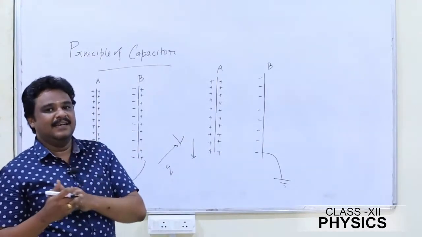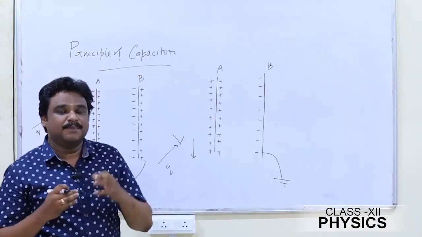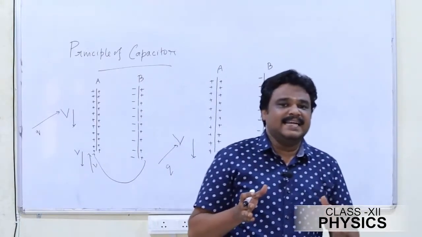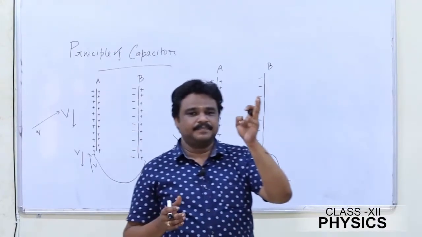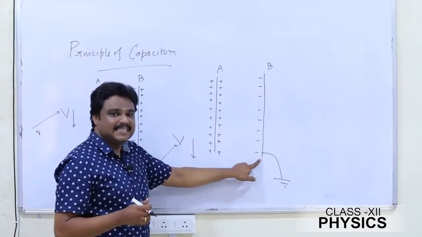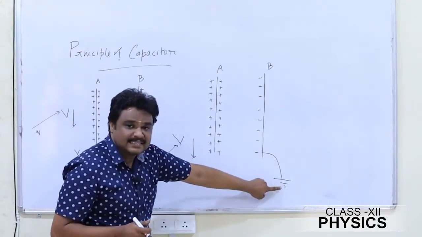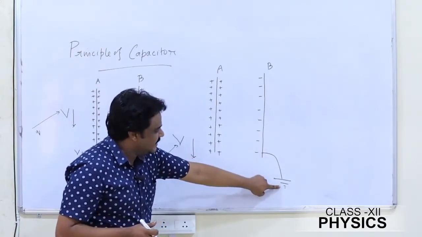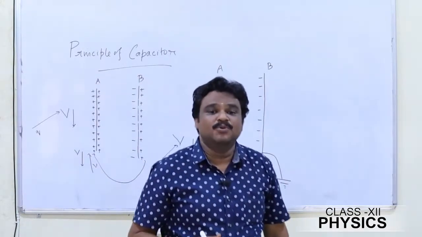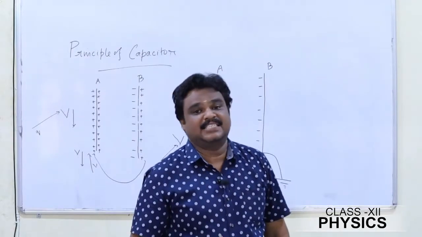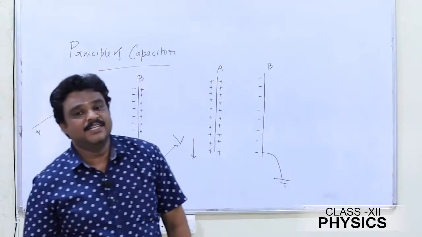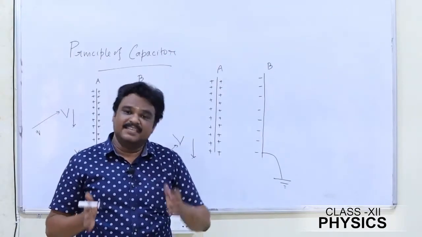So in a nutshell, what is a capacitor? What is the principle of a capacitor? Capacitor is basically an arrangement of two metallic conductors such that if one conductor is earth connected, the other conductor has the ability to store a large quantity of electric charge, and this becomes the definition of a capacitor.